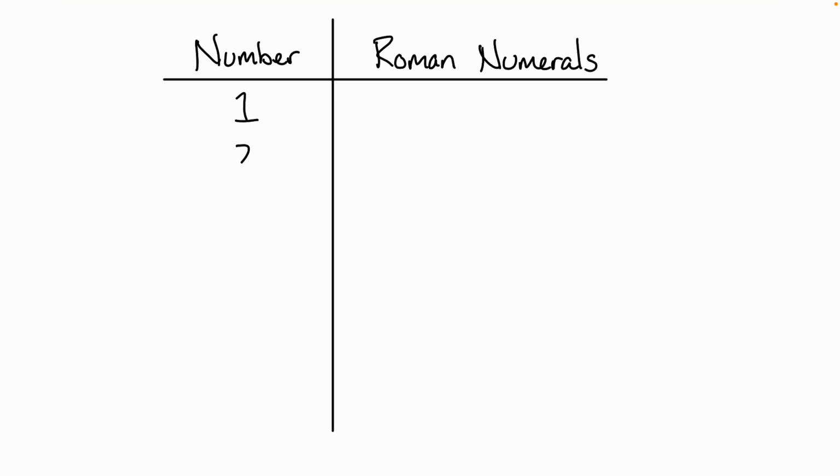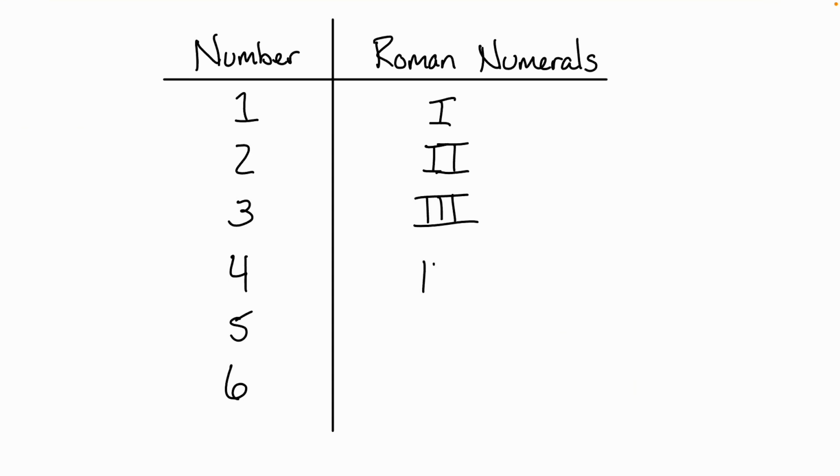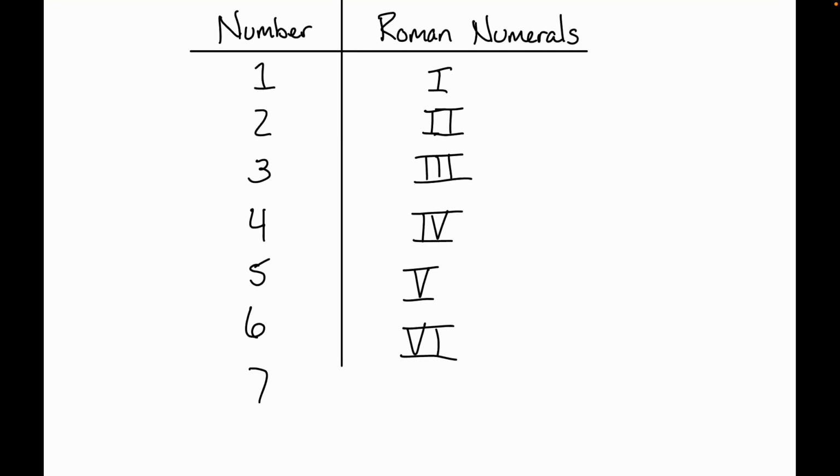So 1, 2, and 3 just uses those I's. Then it gets kind of weird around 5. So 4, 5, and 6. 4 is the I before the V. 5 is just the V. 6 is the I after the V. And then let's do 7. 7's pretty much the largest charge you're ever going to see on a transition metal.